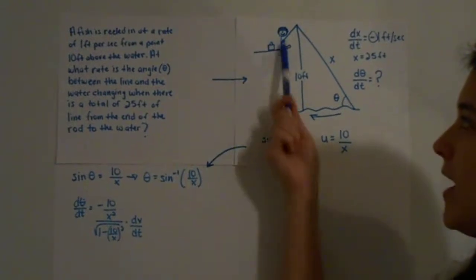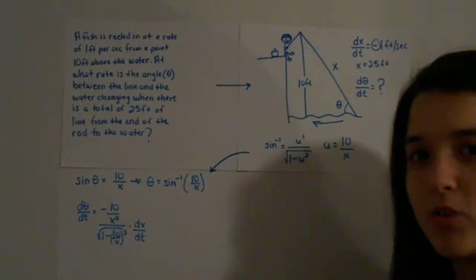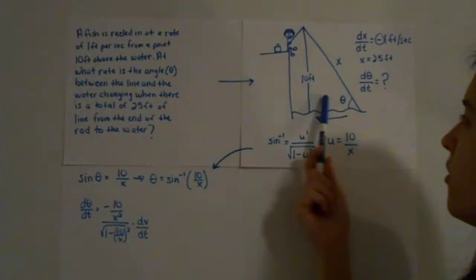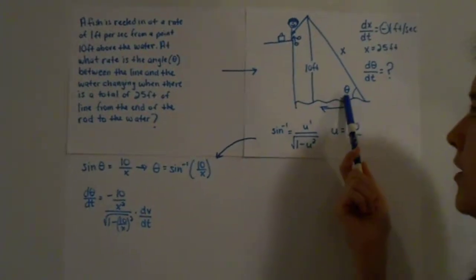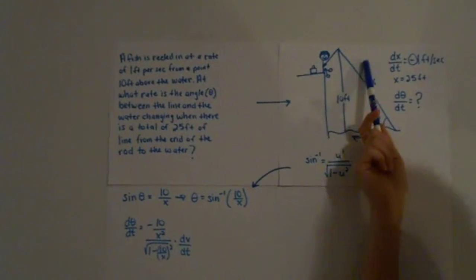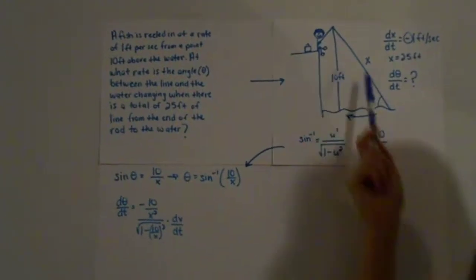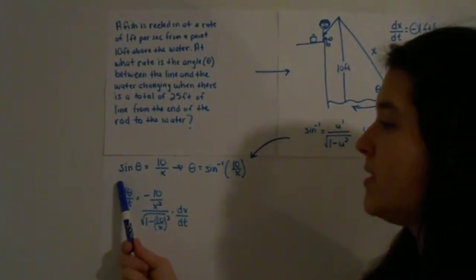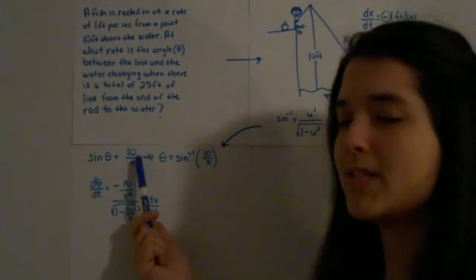So we find out that this makes a triangle, so let's use some trig, because we know trig. In coordinates with this angle right here, we realize that 10 feet is the opposite side, and this is the hypotenuse. Opposite over hypotenuse is sine. So we get to here: sine theta equals 10 over x.